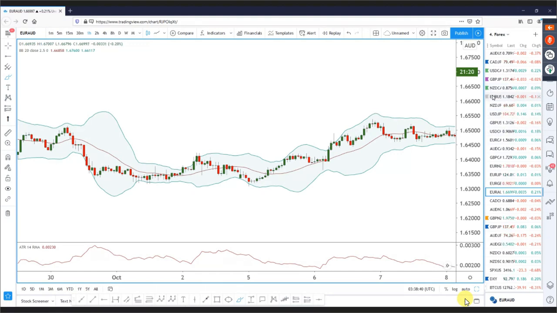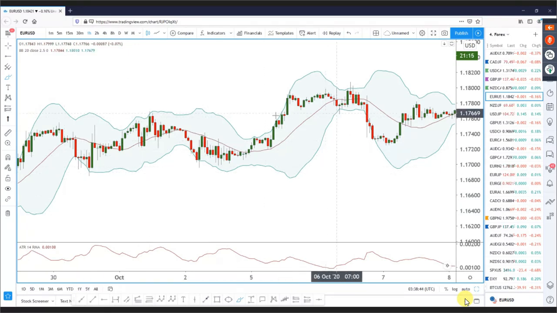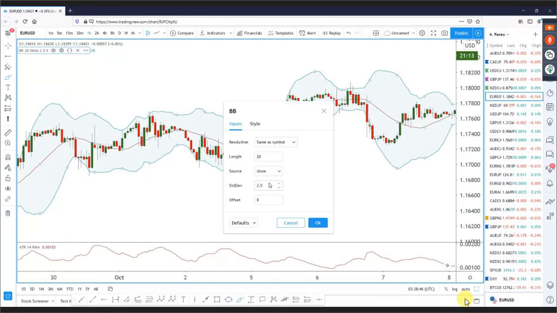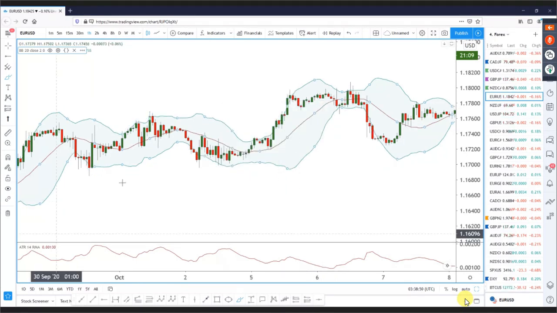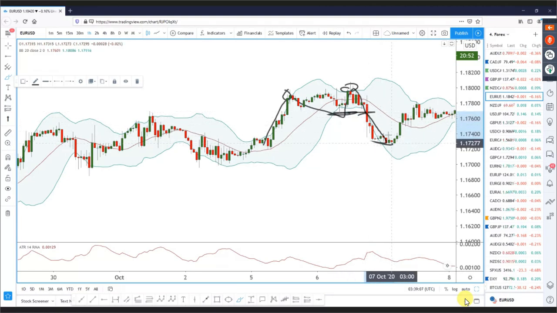So if I try it on one of the major pairs, Euro USD, change it back to 2. Let's see if we can find more opportunities. Okay, we have breakout, came back. This is the previous low. So this could be our potential M. Took out the previous low. So it's a reversal.